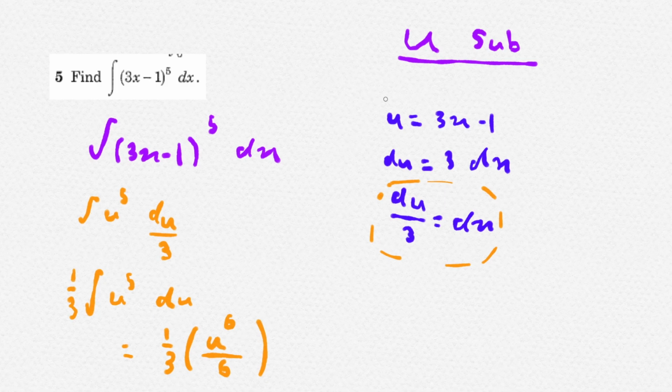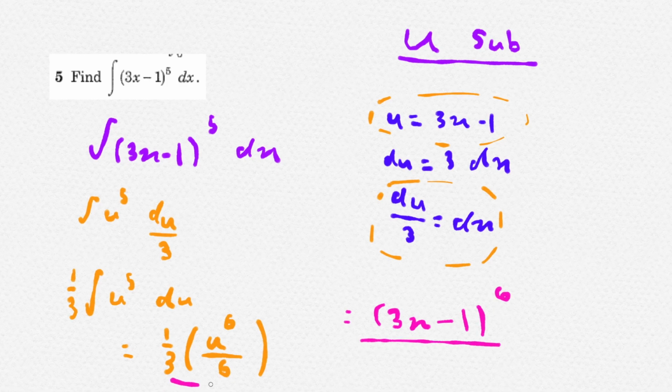Now, since the original question involves the letter x, we must write the answer in terms of x. So let's sub back the value of u. So it would be 1 times u to the power of 6, which is also equal to 3x minus 1 to the power of 6 divided by 6 times 3, which is 18. However, in these integration questions, we must always add a constant of c. This will be your final answer.